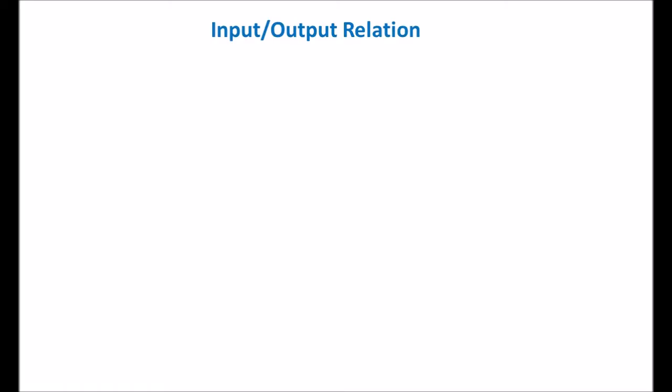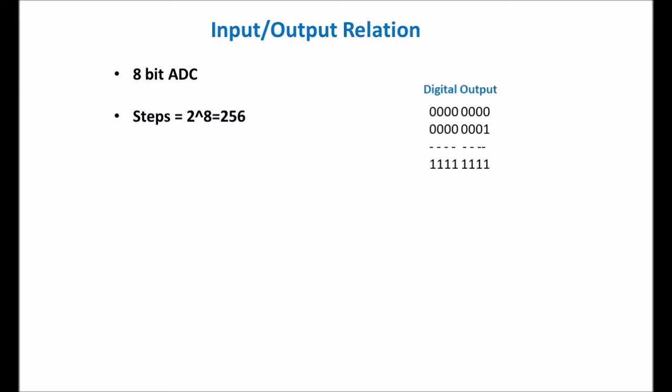Let us see the relation between analog input and digital output. Now it is an 8-bit ADC. So the number of steps for the ADC is 2 raised to power 8, that is 256. That means 256 output steps are there. So the digital output we can get is from 00000000 to 11111111. So total 256 steps are there for digital output.